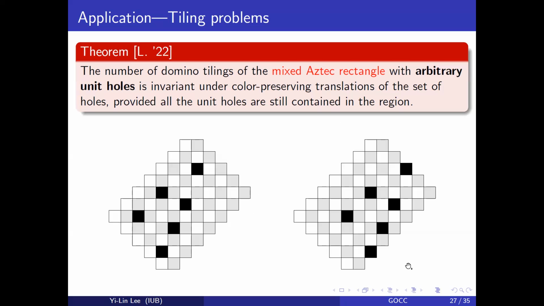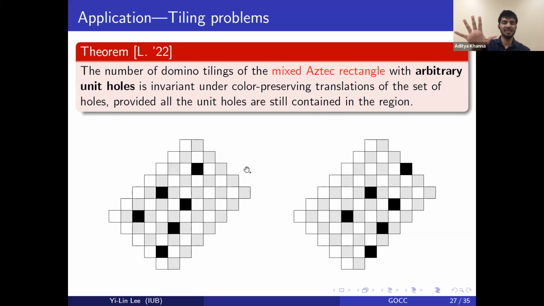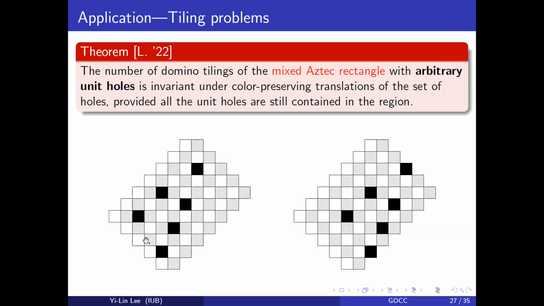Is there a question? Ewan, what do you mean by provided all unit holes are still contained in the region? When we translate those holes, they might be moved to the outside of the region. If we have 6 unit holes here, after translation we also want to have 6 unit holes in the region. Okay, cool.